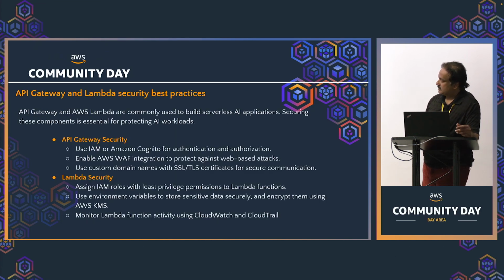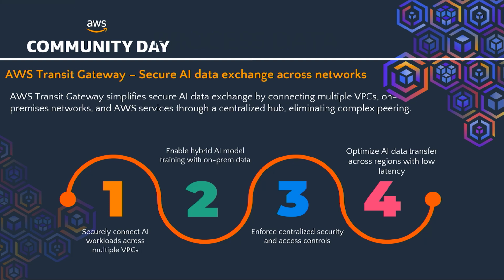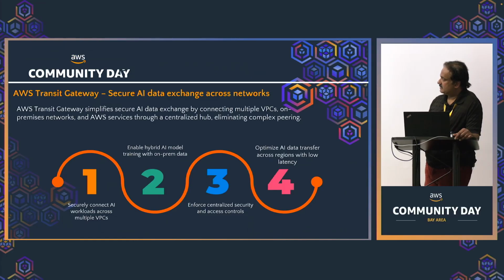API Gateway, use it to protect against web-based attacks. Lambda, you can use to take automated action when you have any CloudWatch events or CloudTrail events. AWS Transit Gateway is another service that you can use when data on both cloud and on-premises is involved. You can use this service to connect multiple VPCs, on-prem and on the cloud. This will act as a centralized hub and eliminate complex peering.